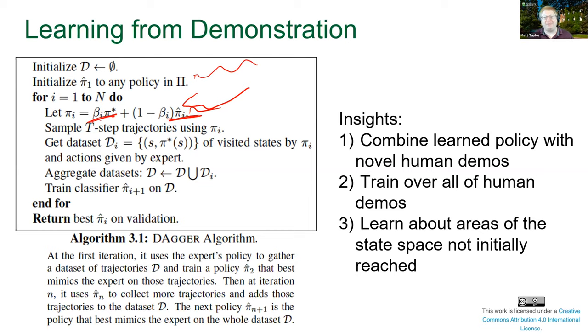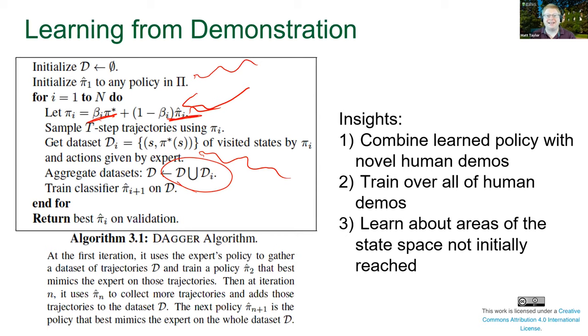But after all of these iterations, after each of these times you collect data and act independently, you can ask the expert basically for corrections. So say, hey, expert, I got into this weird part of the track. What should I have done to recover? And then you're going to get all of that data together and use that to get your next classifier. So that was the part I flubbed.